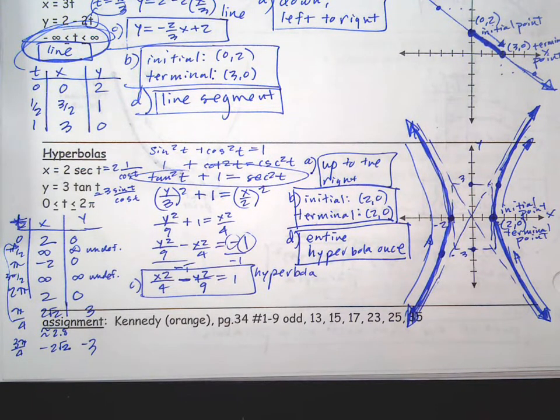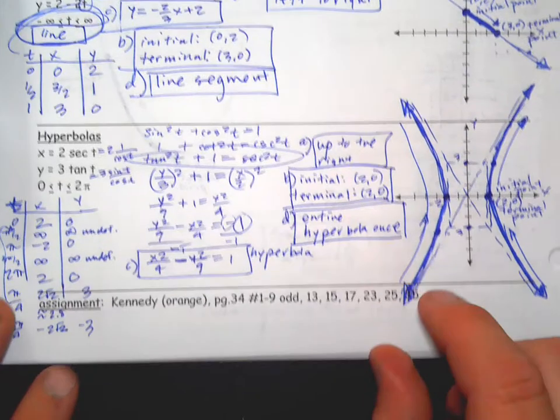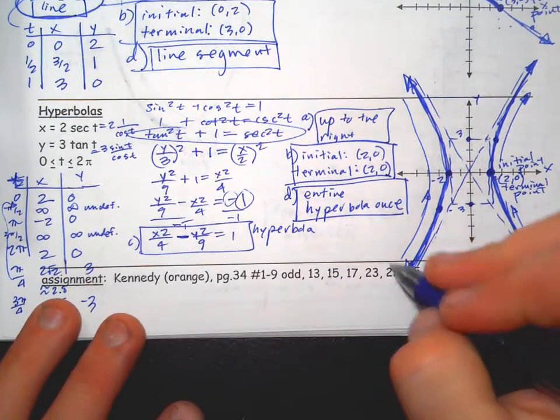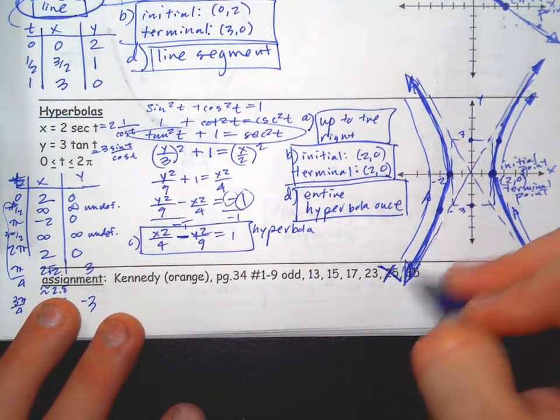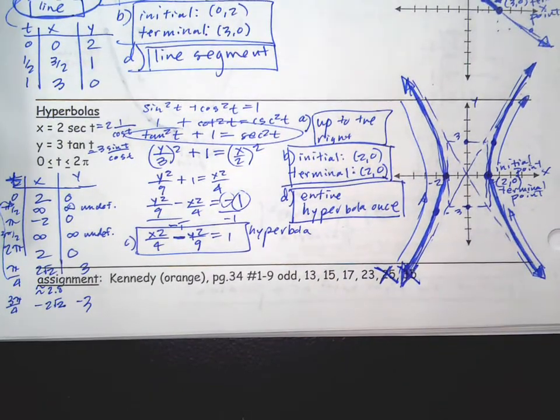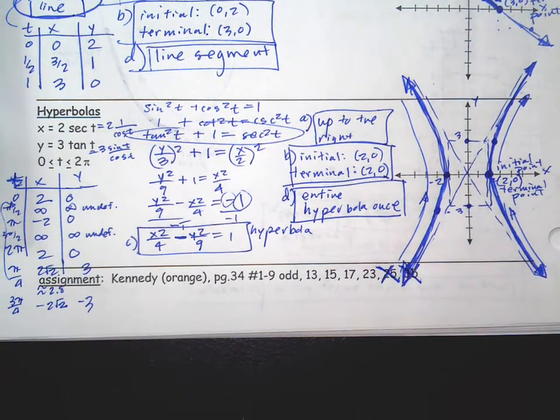Now, for the homework tonight, I've decided to cut off a couple problems just to make it so you don't need to do 25 and 35. So I took off 2 of the 11 problems. I think there's 9 problems left. They're all odds. Check them in the back of your book. It's your current BC book, the orange one, with the author Kennedy.